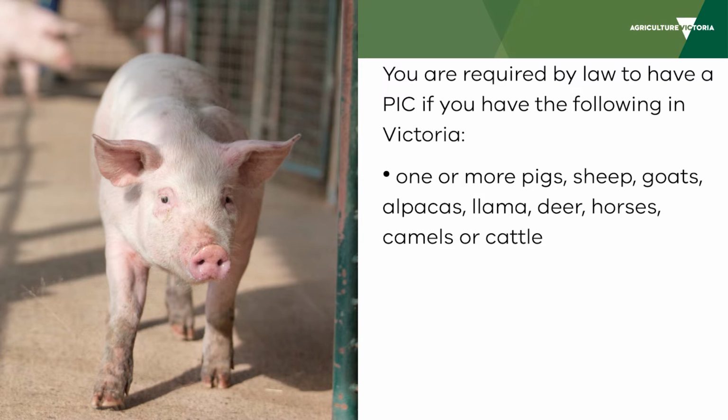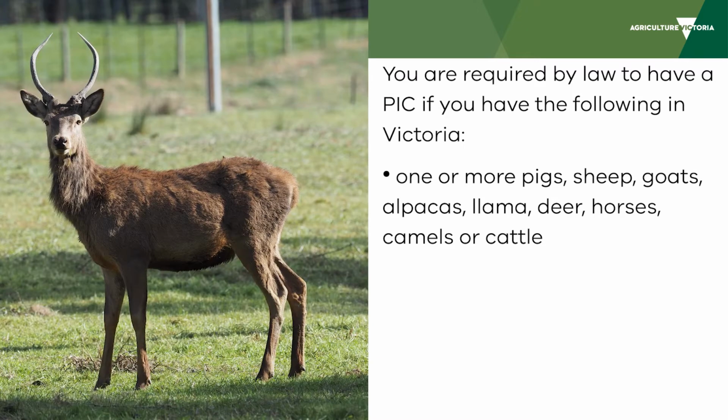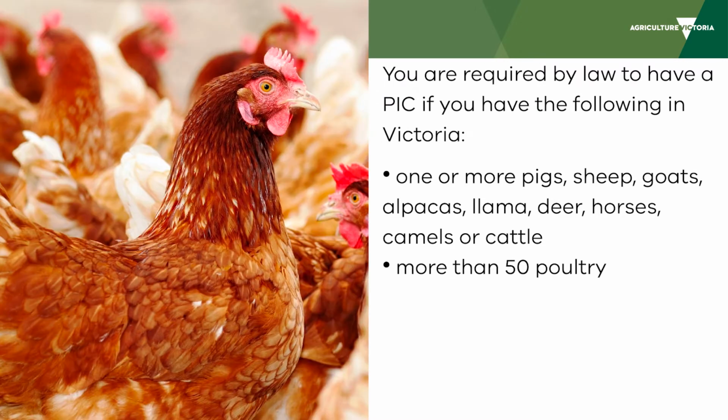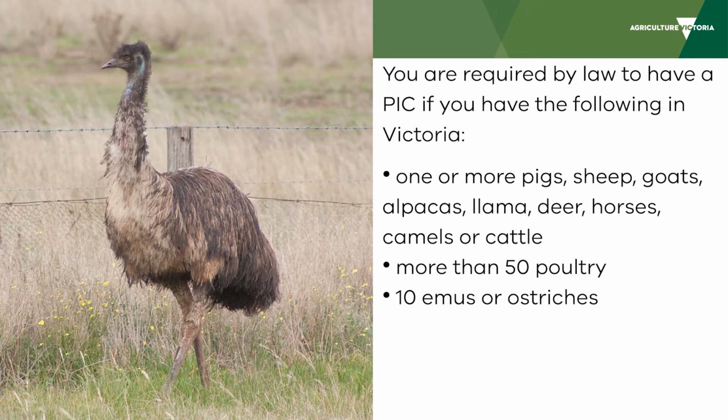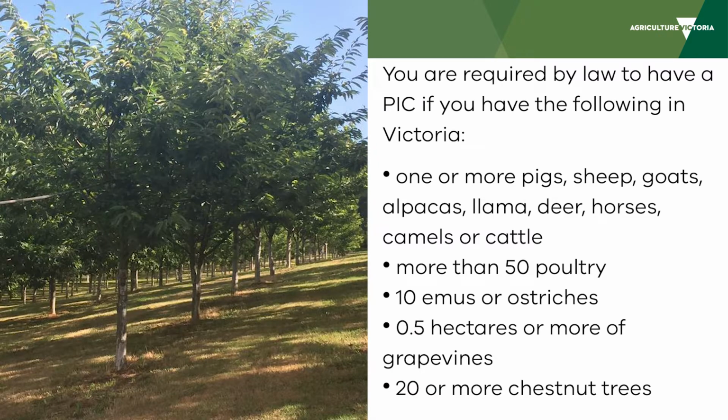One or more pigs, sheep, goats, alpacas, llamas, deer, horses, camel or cattle, more than 50 poultry, or 10 emus or ostriches, 0.5 hectares or more of grapevines, or 20 or more chestnut trees.